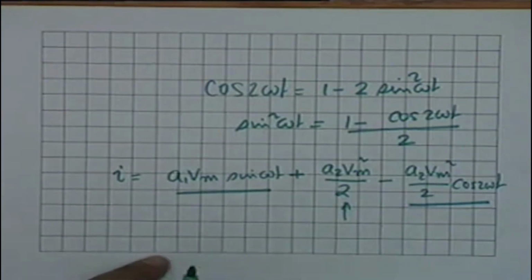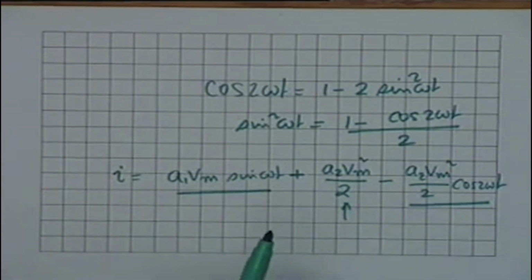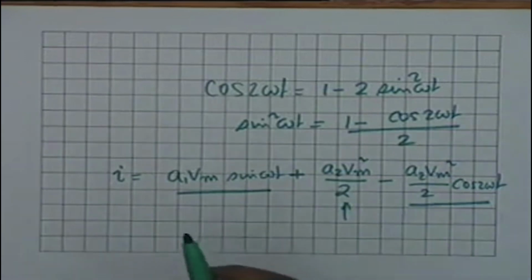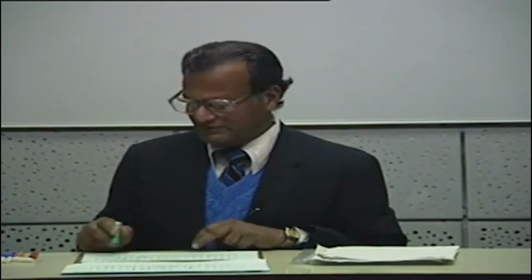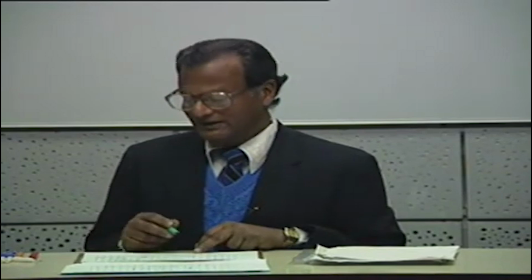Now, if omega is called the fundamental, then twice omega is the second harmonic. Any frequency which is related to another frequency by an integer is called a harmonic. The first harmonic is the fundamental. The second harmonic has a frequency twice omega, and therefore the diode generates a second harmonic.